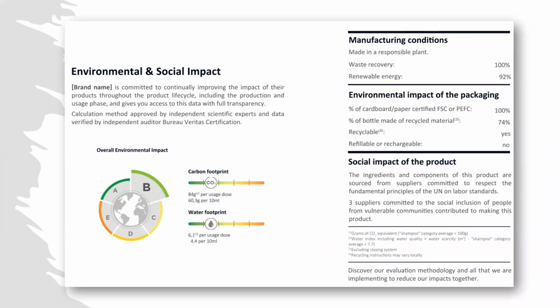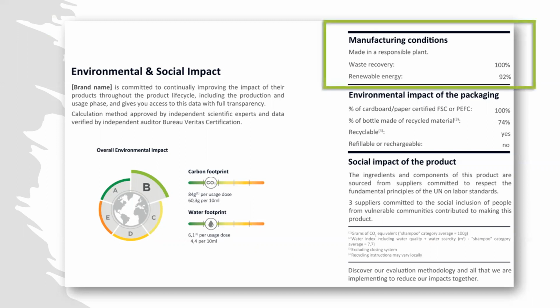This is an example of the label that they would give using this scoring system and the results of their analysis. So you can see on the bottom left corner, this example product has a score of B, and it shows where that lies on the carbon and water footprint scale.